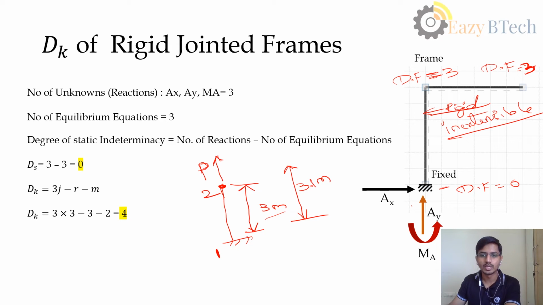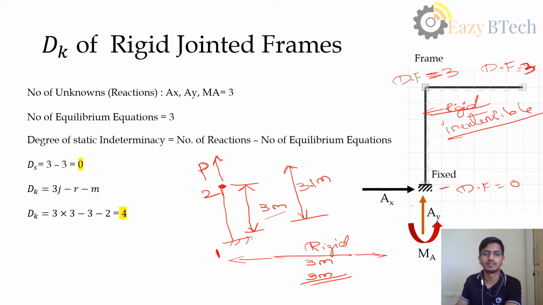This is for the vertical member. Similarly, for the horizontal beam also, even if I apply a load in both directions, we are assuming it is rigid. So if its initial length is 3 meters, the final displaced length will also be 3 meters. There won't be any change in length. The same thing we assume here.